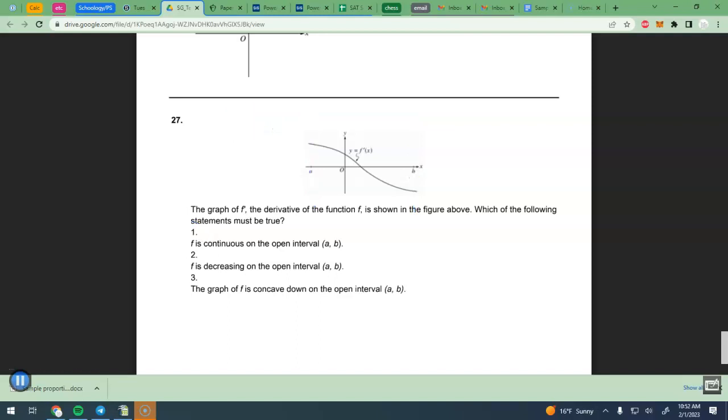F is decreasing between A and B. Well, we just said F is increasing here because we're above the axis. It's decreasing here because the derivative is below, but here it's increasing, so that doesn't count. And then concave down. Well, concavity comes from f double prime. I've got f prime. So what do I think about to go from f prime to f double prime? The slope or the derivative, right? Well, isn't the slope here negative the whole time? So if I've got a negative slope on my first derivative, doesn't that mean the second derivative is negative? So if the second derivative is negative, doesn't that mean concave down? And it's those two.